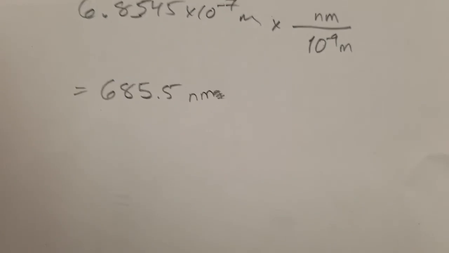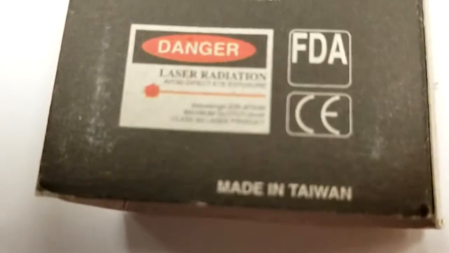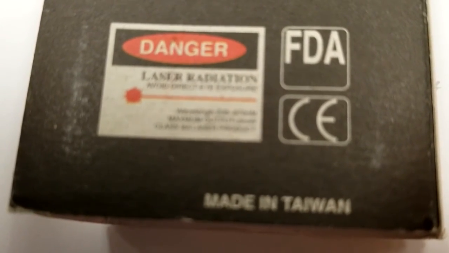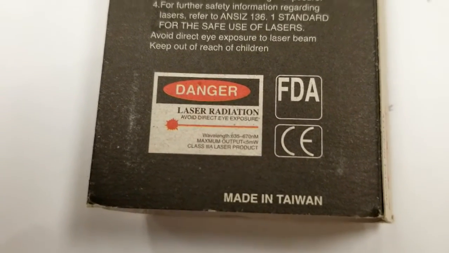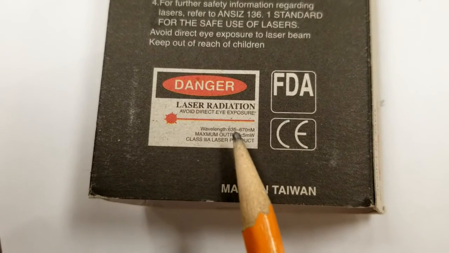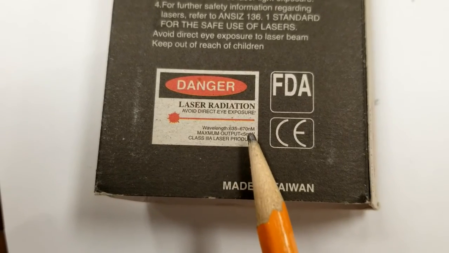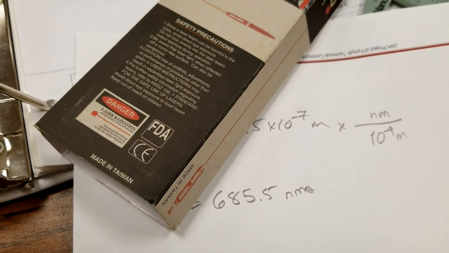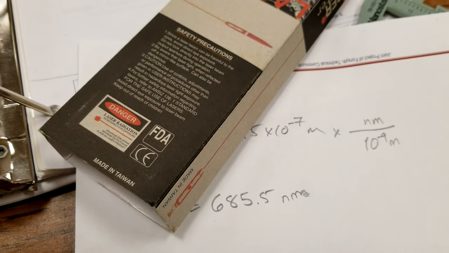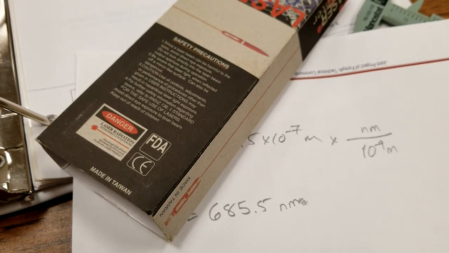So is that accurate? In terms of what the box tells us, the laser came from this box right here. If we get in close, the wavelength that is expected is from 635 to 670 nanometers, and we were at 685. We are just outside the range, but not bad considering the crudity of the experiment. Hopefully we can get better results when we do the diffraction grating. So I'm going to stop this one here.